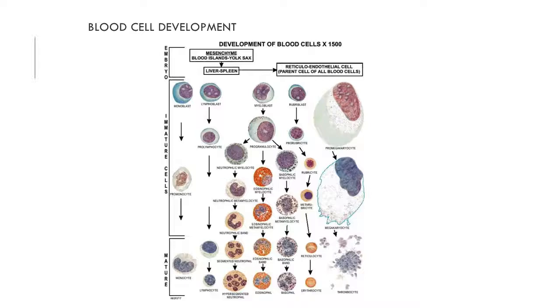Another thing that I want you to think about with this is we have a little term called left shift. If you took this particular picture and you turned it on its side so that the immature cells are on your left side and the mature cells are on your right side, that's why we call things left shifted.